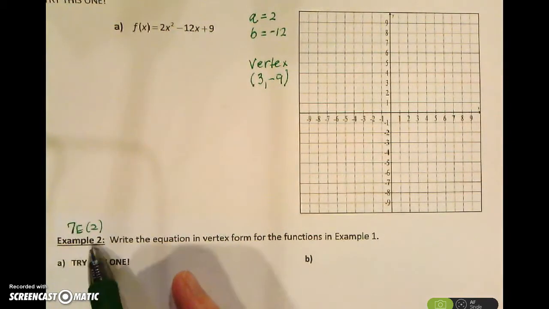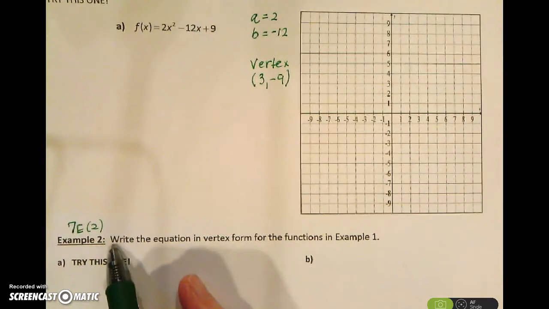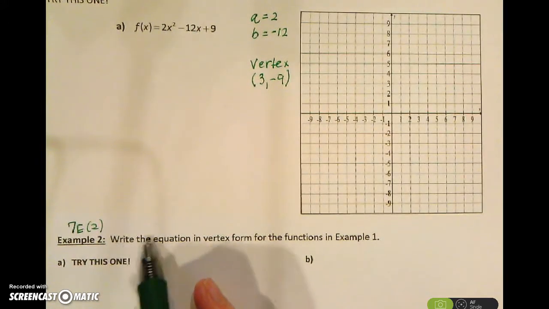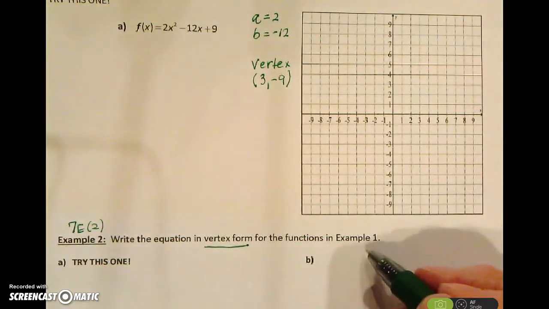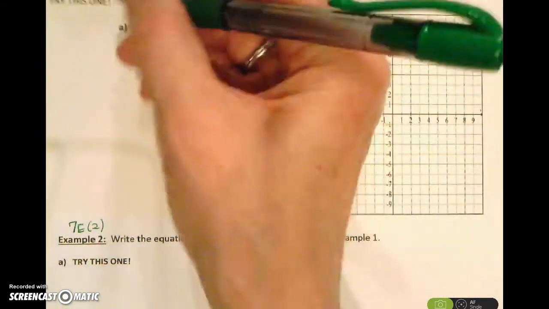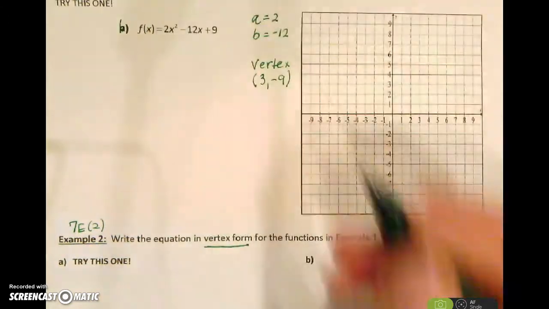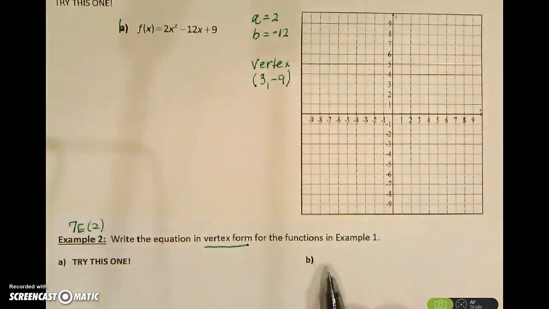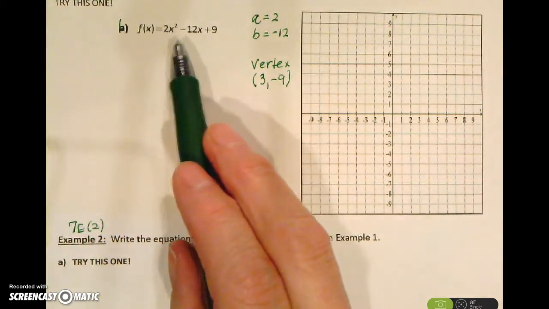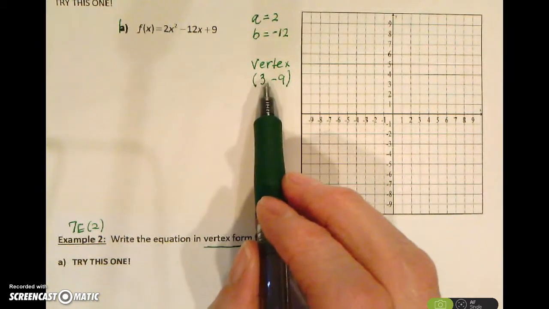We're now going to do example 2 of the 7E videos. What we're going to do here is write the equation in vertex form for the functions in example 1. Now I'm going to do B here for you, and in order to do it, I had to go ahead and write what the vertex is.